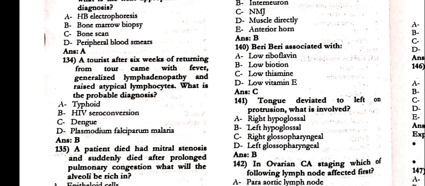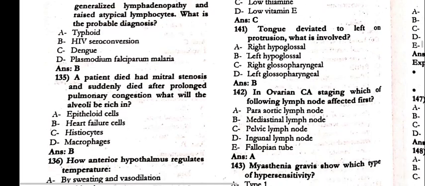134, a tourist, 6 weeks after returning from a tour, came with fever, generalized lymphadenopathy and raised atypical lymphocytes. That's HIV seroconversion. 135, the patient had mitral stenosis and suddenly died after prolonged pulmonary congestion. What will the lung be rich in? That is the heart failure cells.